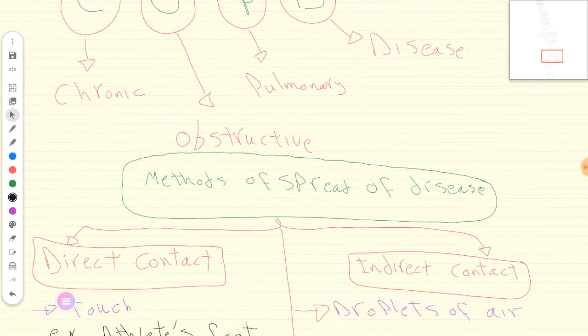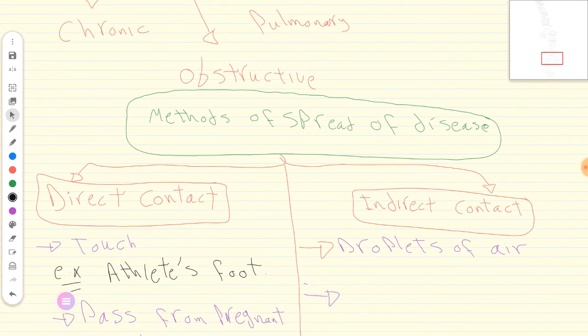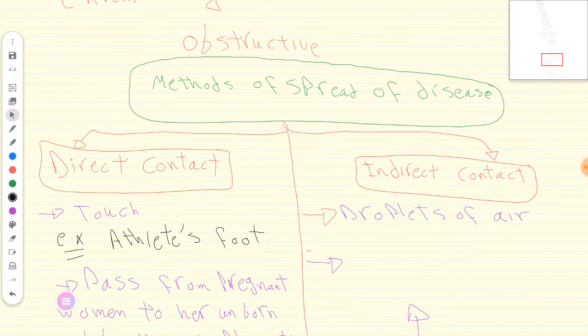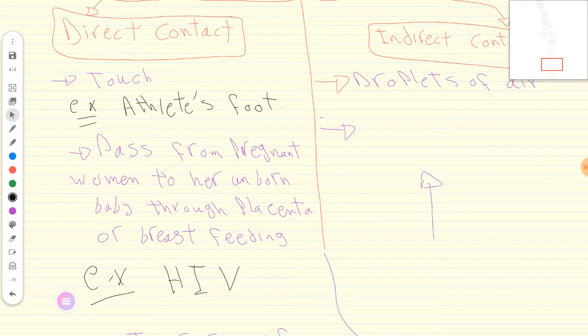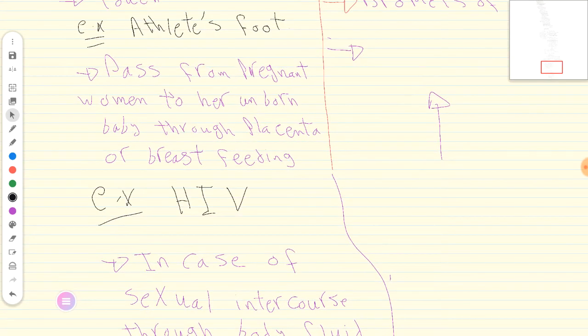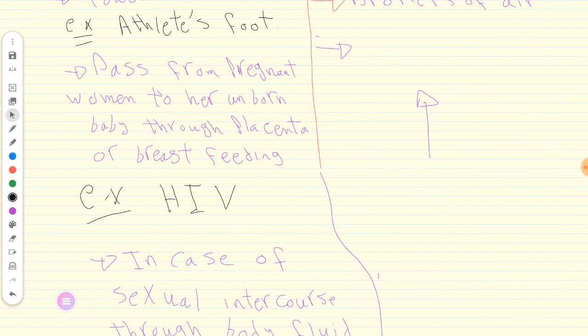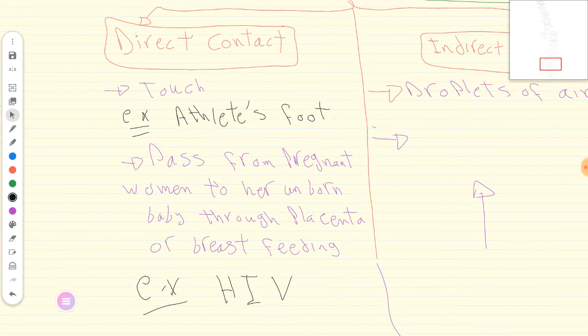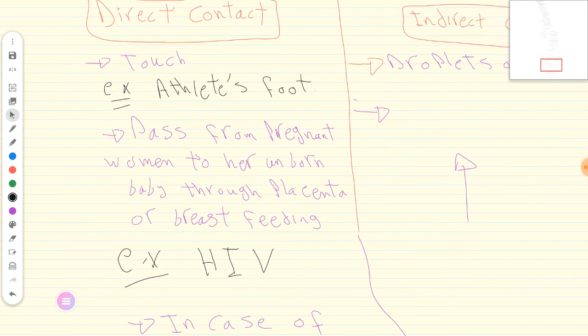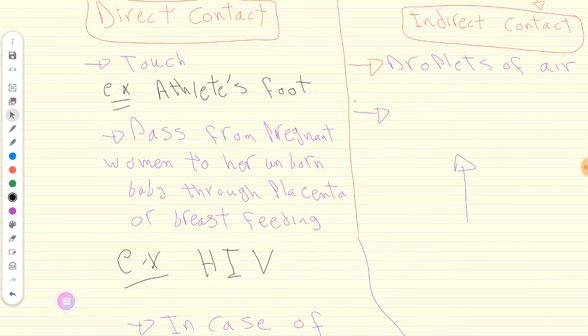Let's talk about infectious disease and how it spreads. So let's talk about the methods of spread of disease. We have two methods. The first, direct contact, and the second, indirect contact. In this video, we will talk about direct contact. Direct contact may be caused by touching, like athlete's foot.